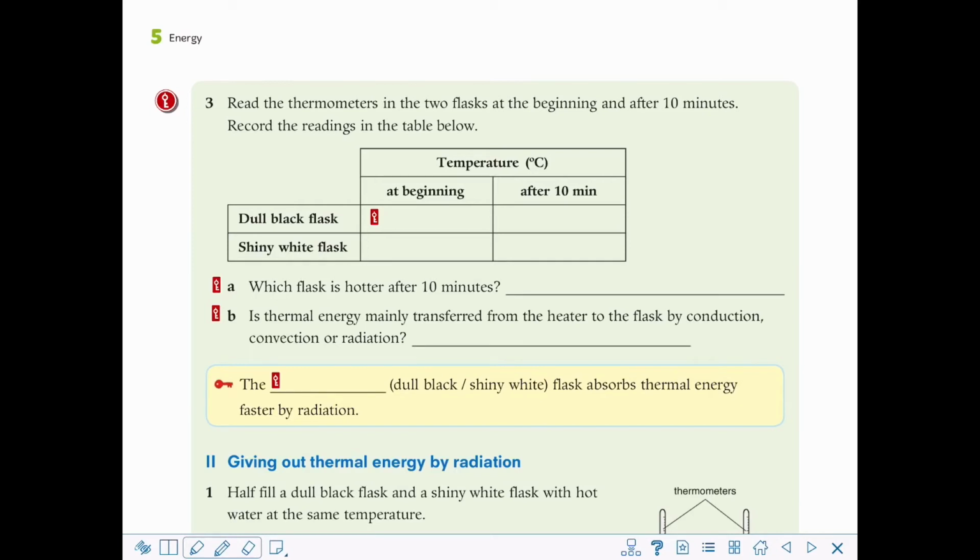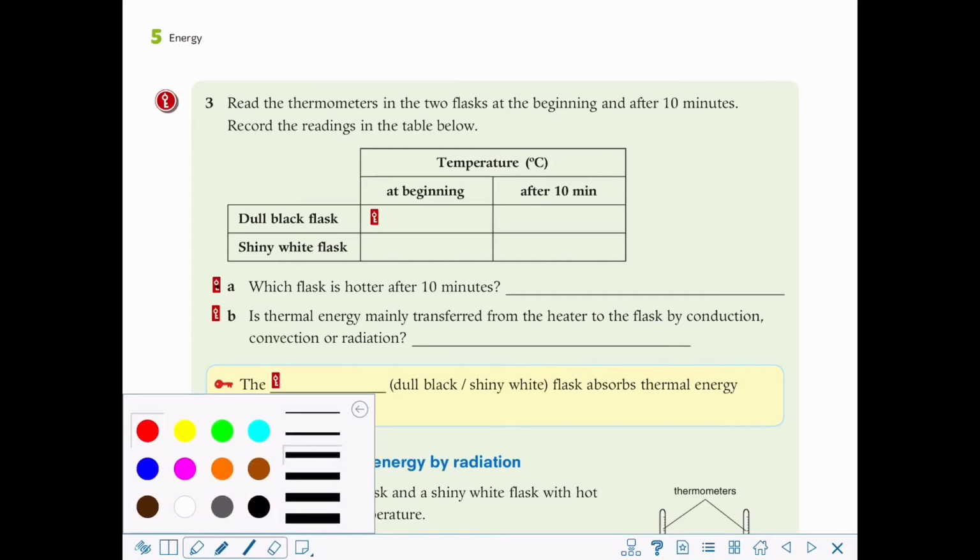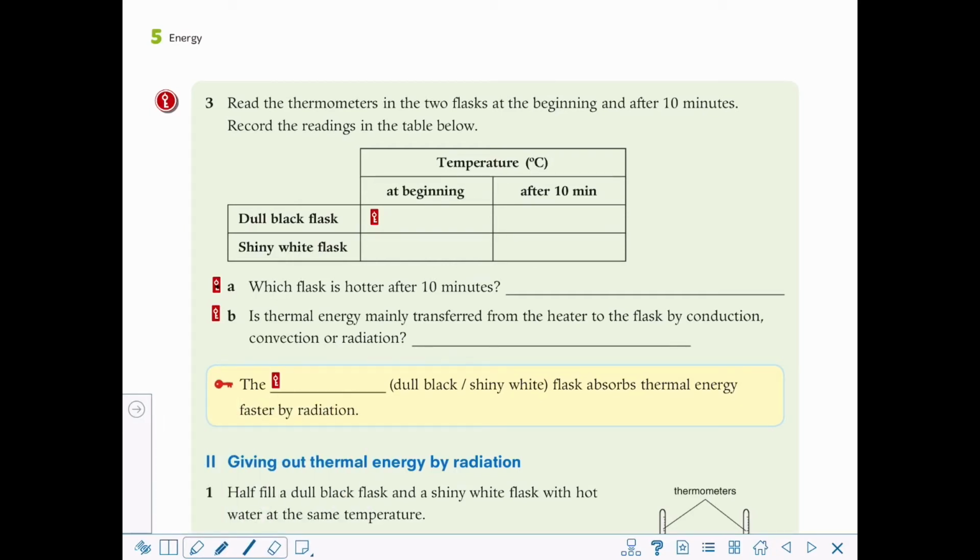For the dull black flask, the temperature at the beginning is 26 degrees. The temperature after 10 minutes for the dull black flask is 36 degrees. For the shiny white flask, the temperature at the beginning is also 26 degrees. The temperature after 10 minutes is 31 degrees.